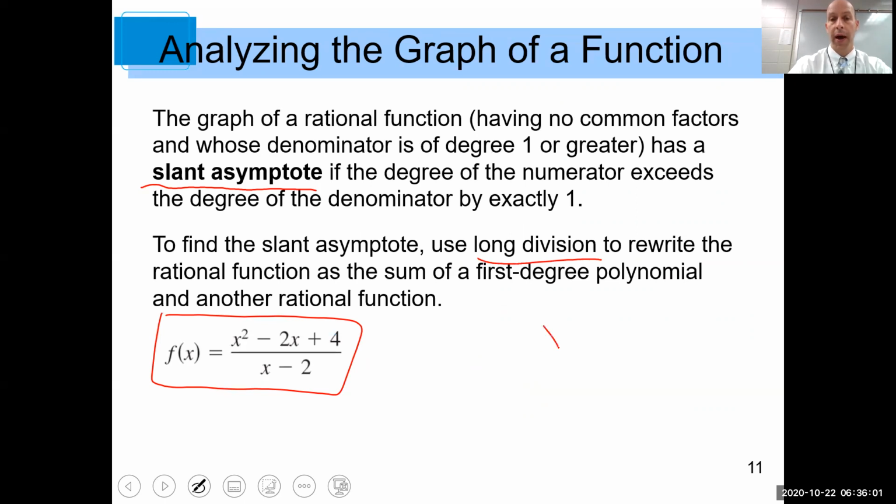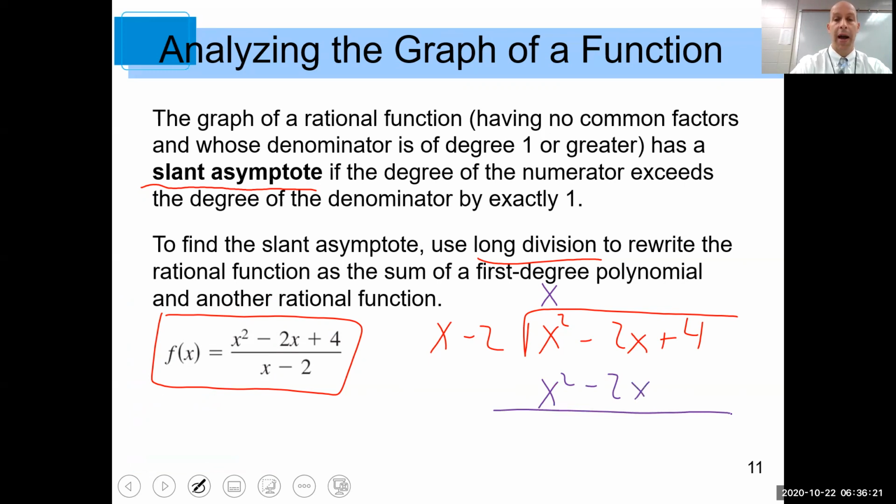In other words, you're going to do x squared minus 2x plus 4. You're going to divide this by the denominator. And so let's just go ahead and divide. So x times what gives you x squared? Well, that would just be x. So x times x is x squared. X times -2 is -2x. And then we subtract. So when we subtract here, that's going to be 0. That's going to be 0. So we're left with 4. So x does not go into 4. So this is what we call our remainder.